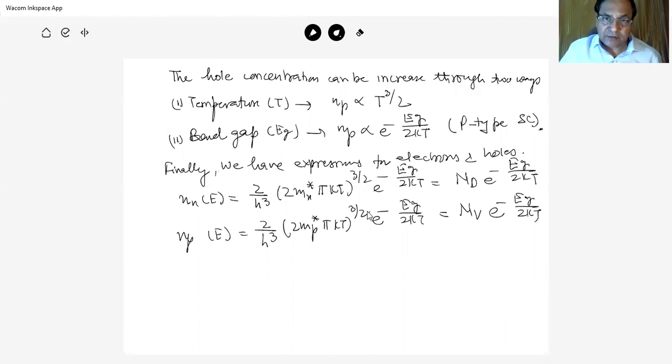So this is the first part for today, and through this doping we can have N-type and P-type material, and there will be a shift of the Fermi level, which will be discussed later on.